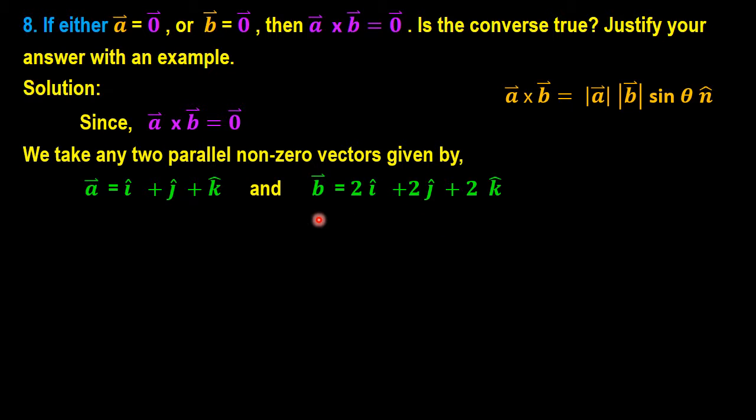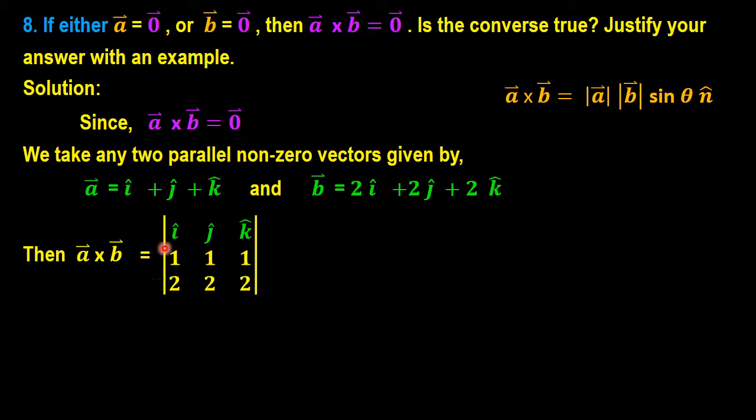So first let us prove it. We try to find the cross product between A and B, whether it will be the zero vector or not. The cross product between A and B will be, here i, j, k, then the scalar components of A, which are 1, 1, 1, and the scalar components of B, which are 2, 2, and 2. Then after simplification here, 2 minus 2, 2 minus 2, 2 minus 2. So it will be the 0 vector.